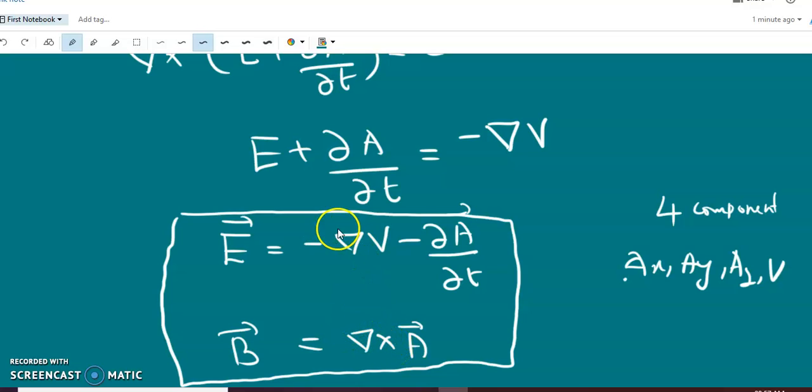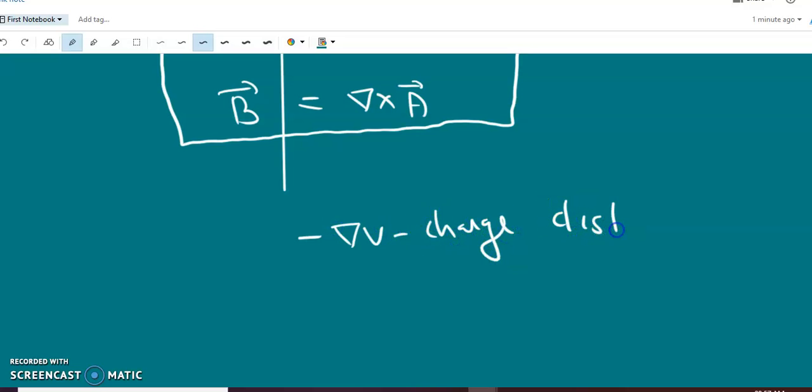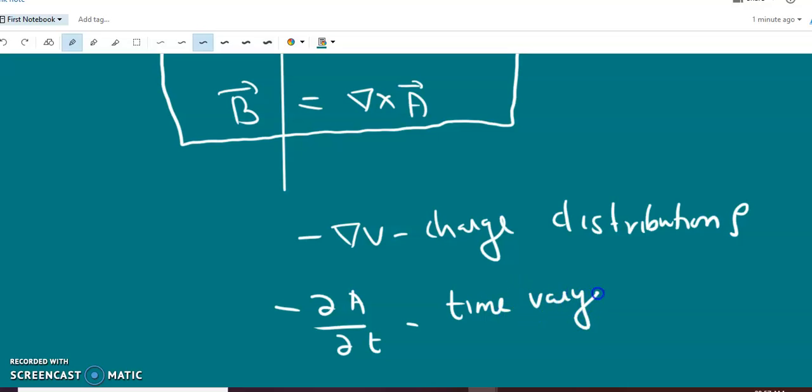So here the first term in the electric field intensity, negative gradient of potential, is due to the charge distribution rho, and the second part, minus dou A by dou T, is due to the time varying current density J. So there are 2 sources for electric field: charge distribution and time varying current density J.